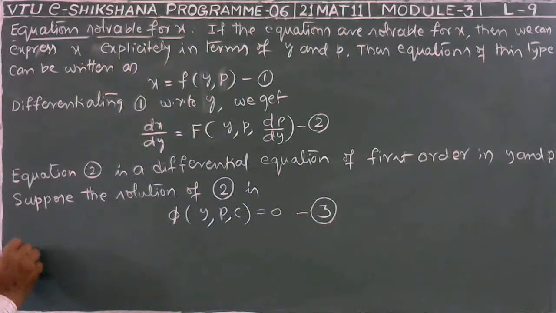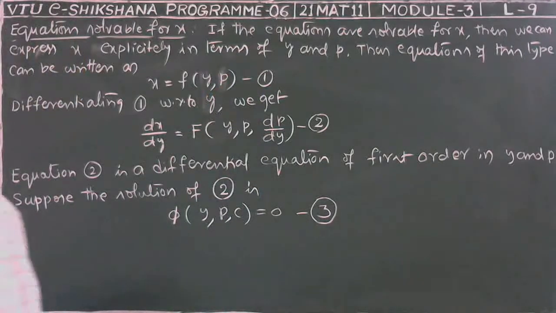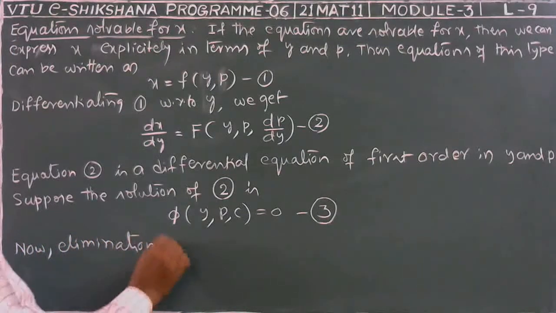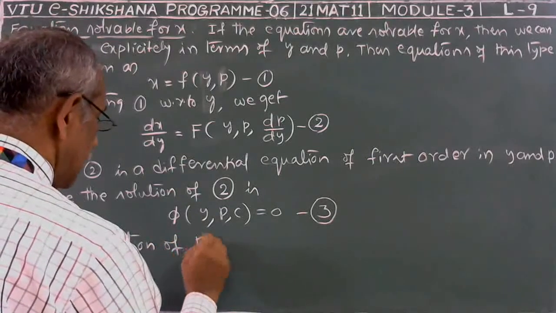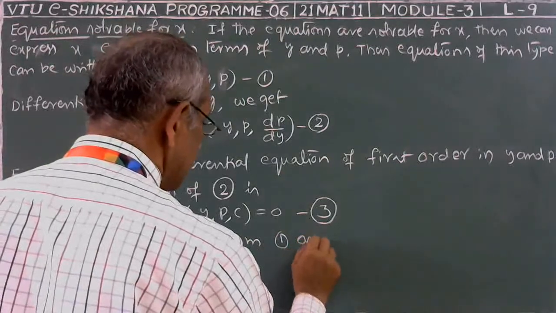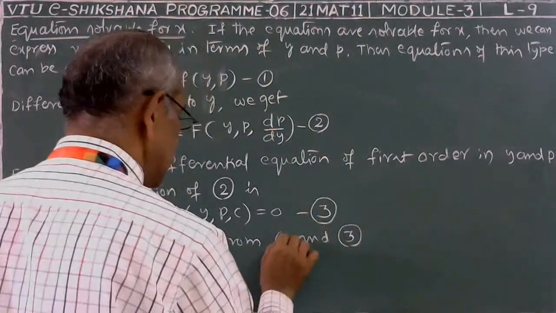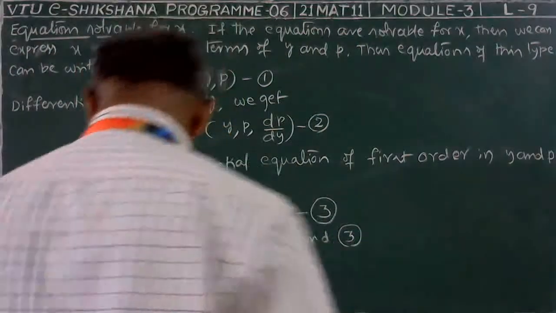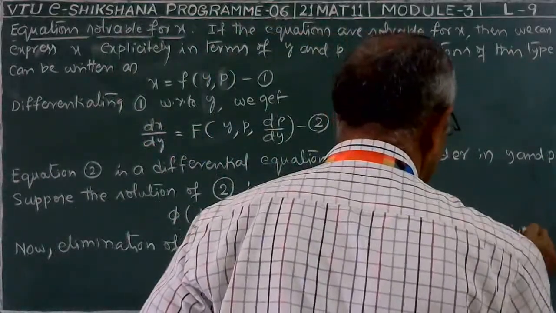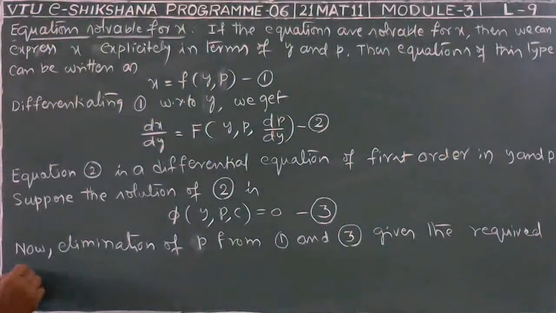Now, the elimination of p between 1 and 3 is the general solution of the given equation. Elimination of p from 1 and 3 gives the required general solution.